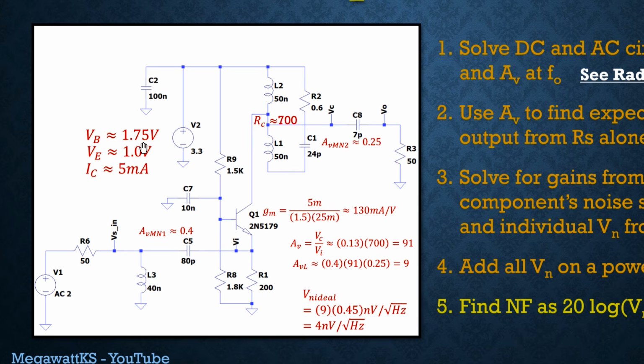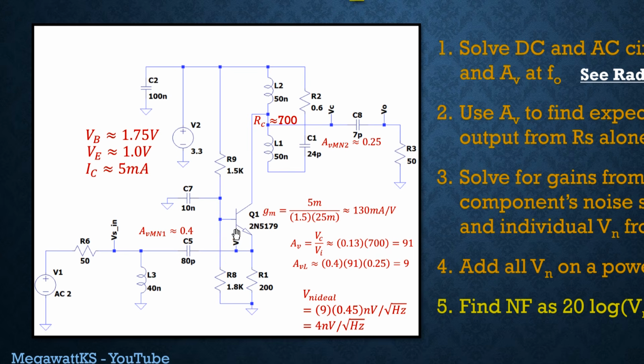These numbers are not exact. If you calculate this, you will not get exactly 1.75. I'm not an exact person when I'm designing these circuits because there's so many simplifications that take place. We'll use the simulator later to refine our estimates, but this is a close one. So 1.75 DC at the base.